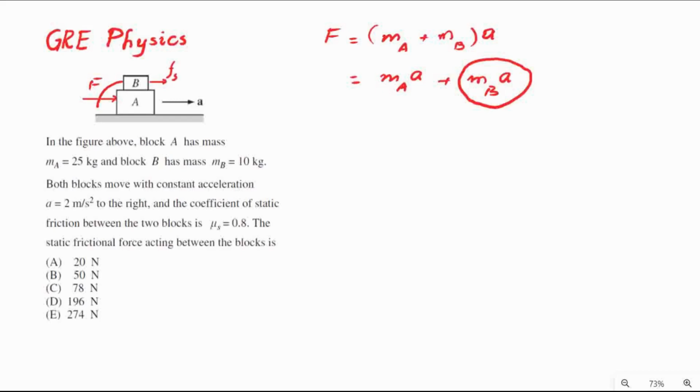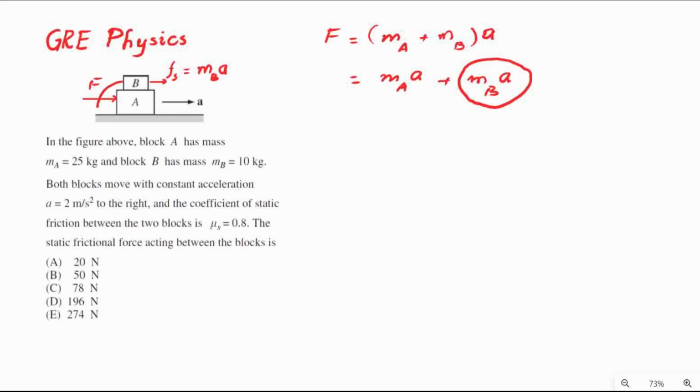So we call this F_s, and this force is responsible for keeping block B moving with block A with the same acceleration equal to A. So by Newton's second law, this should be equal to m_B times the acceleration A.